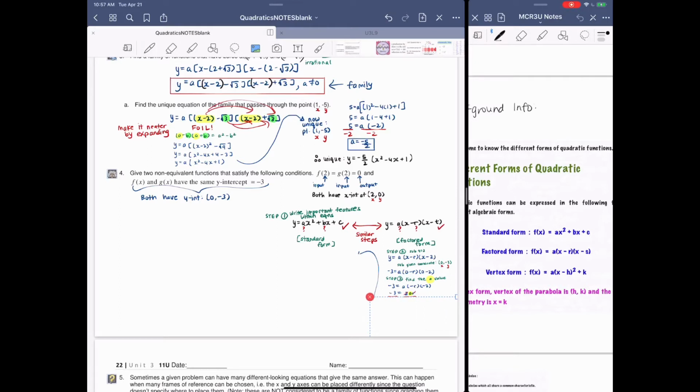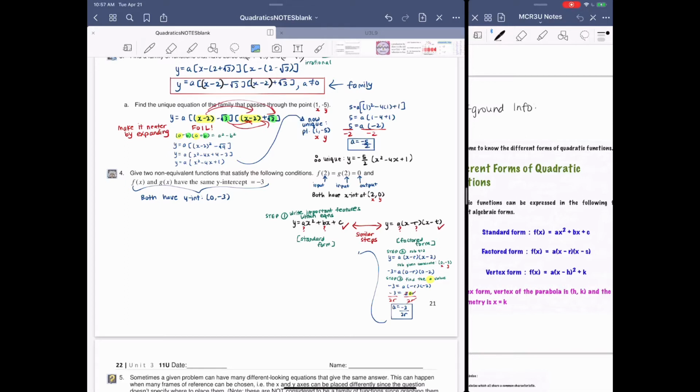At this point, I'm going to get a by itself, even though I know there's a variable involved. So I get negative 3 equals 2ar. I have to divide both sides by 2r, and I'm going to get a is equal to negative 3 divided by 2r.